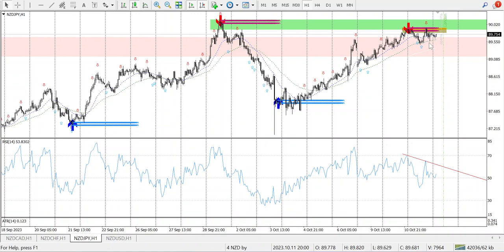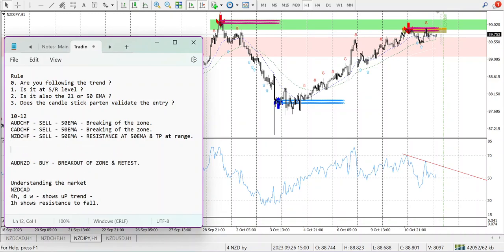And if I do that, my next exit point will be around this area of resistance. And for NZDJPY sell, I'm not getting anything.